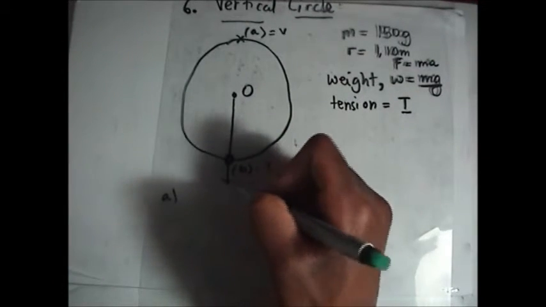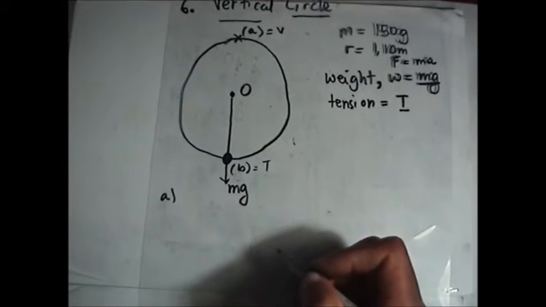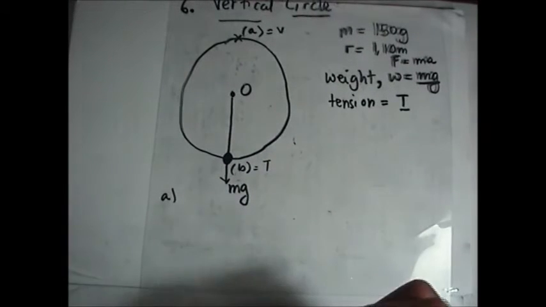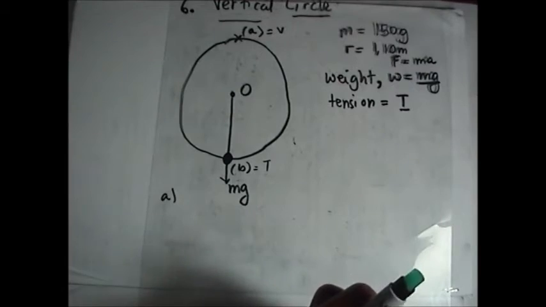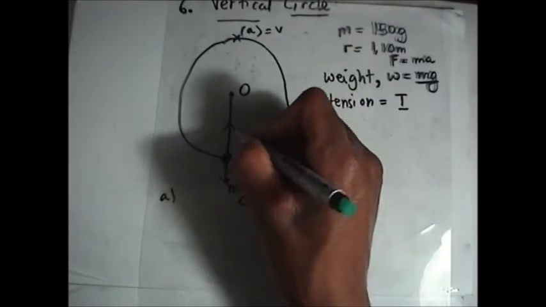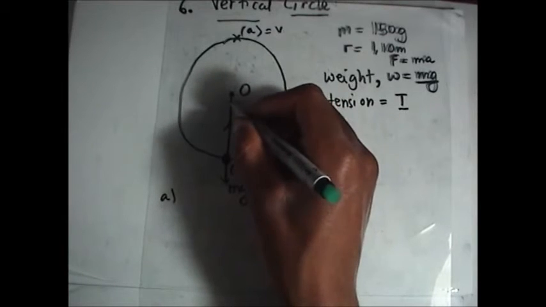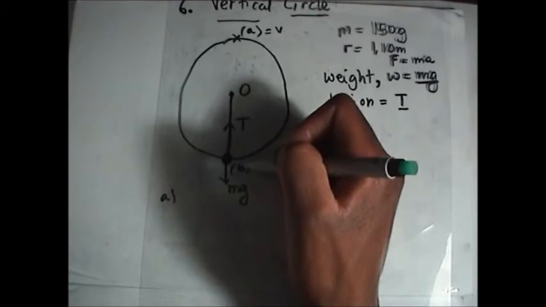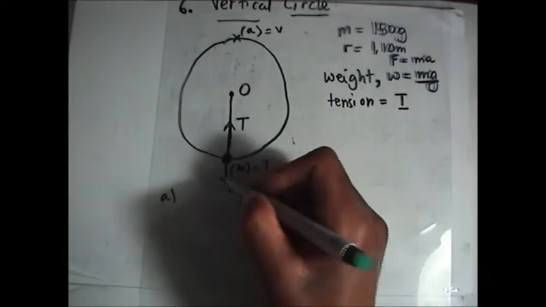So we are going to represent the weight as mg and the tension as T. At this point, you are going to have mg facing downwards because it's always facing downwards. And if you are following this as a series, you remember that the tension is always along the cord, facing the center. That is the situation at this point. mg is facing down and the tension is facing up.